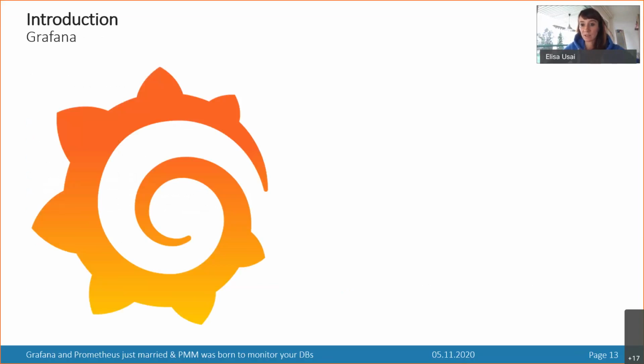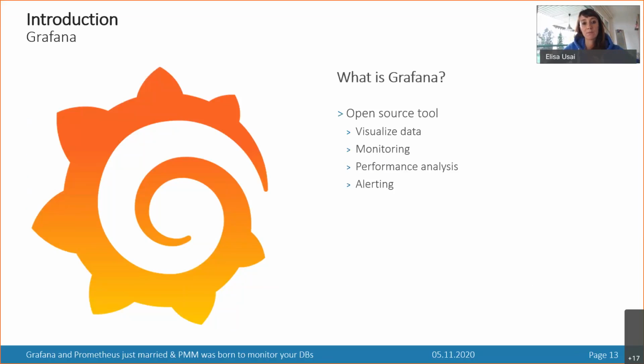Then, we also have Grafana. What is Grafana? Again, an open source tool, which is, first of all, developed to visualize data. Then you can have the monitoring, analysis, and alerting, which is integrated. And again, as with Prometheus, it is backed by the community and is completely open source.